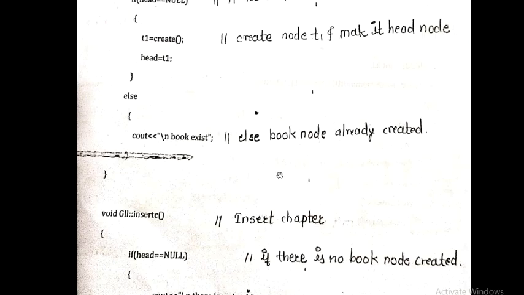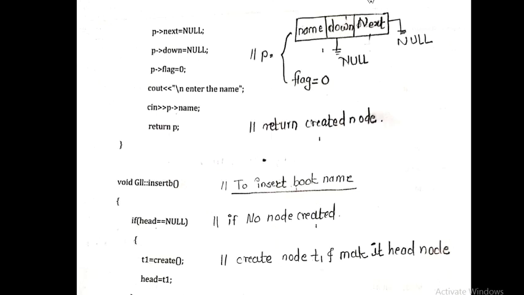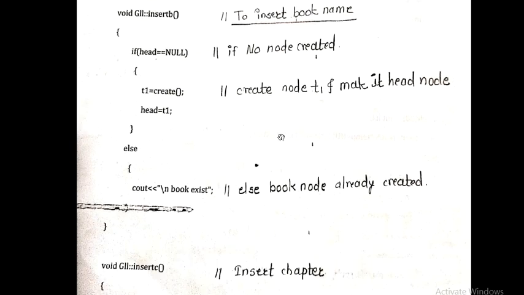Head of down means, as we have seen here, under this head node we now have to create the chapter. So which pointer am I using now? I am using the down pointer. I am not using the next pointer, because we are not going to create the next book. We are creating the chapter under the book, and for under the book we have to use the down pointer, right?